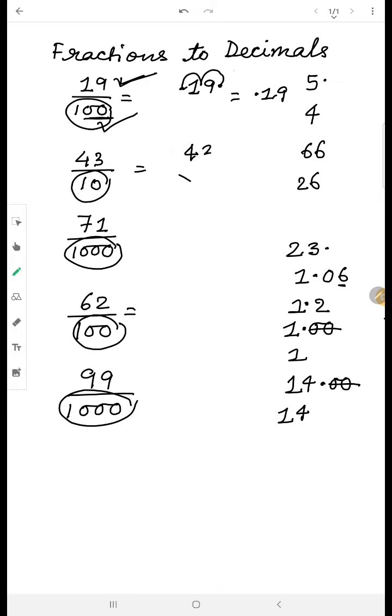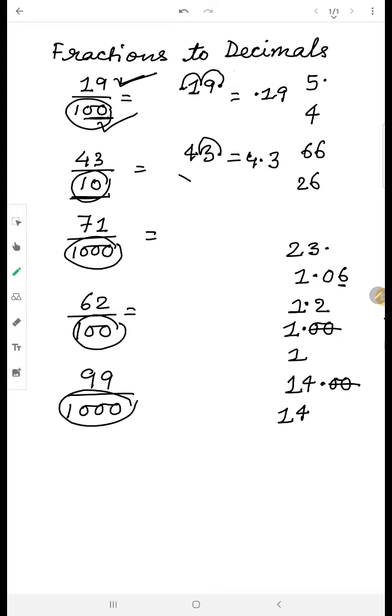Let's look at this one. 43 has got its decimal after it. This time it is 10. There is only one zero. That means my decimal will move. How many zeros are there? 1. So I will move my decimal point just one place to the front. So it is 4.3.